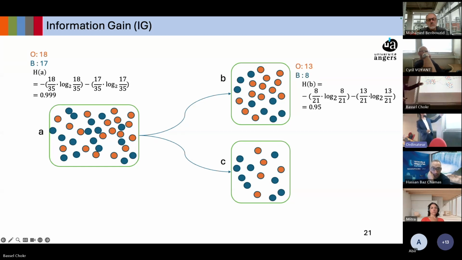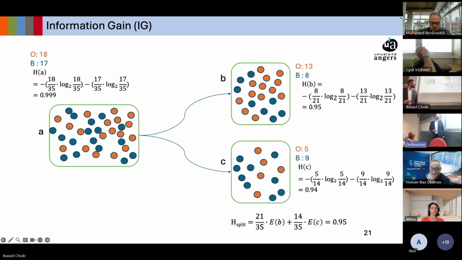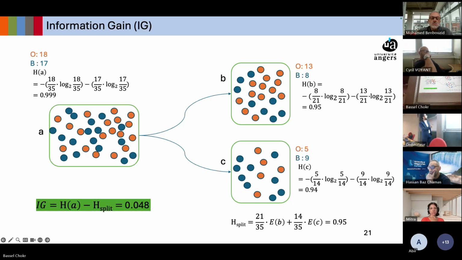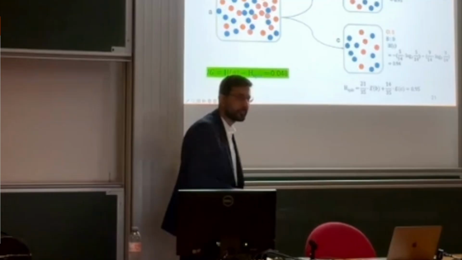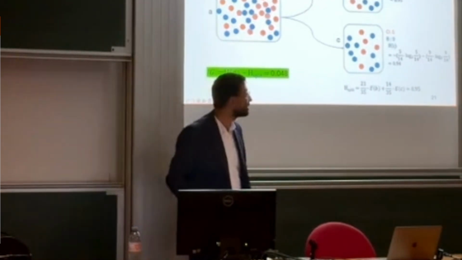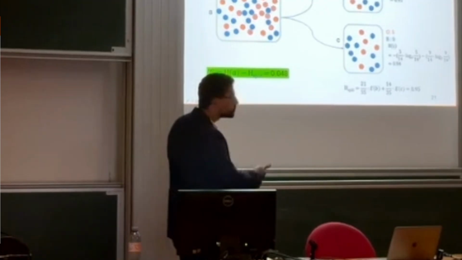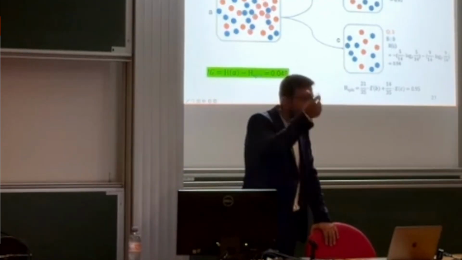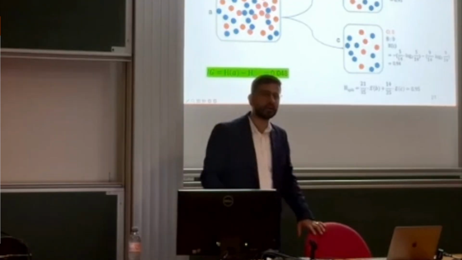After we did this classification based on the feature that we selected, we still have 13 orange balls and 8 blue balls, getting a 0.95 and then 0.94. The weighted entropy of this classification was 0.95, and information gain is the entropy of the parent node minus the weighted entropy of the split, getting a 0.048. It's a very low number, telling us that if we select this feature in order to do classification, we get a very bad result, which is close to the minimal value. This is how we can interpret information gain, and this is why we are interested in this method.